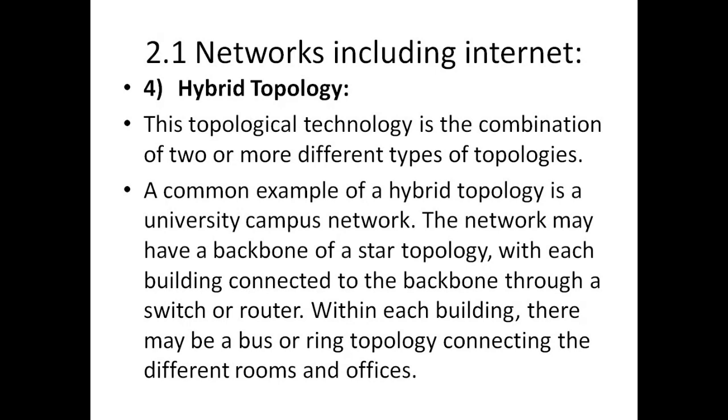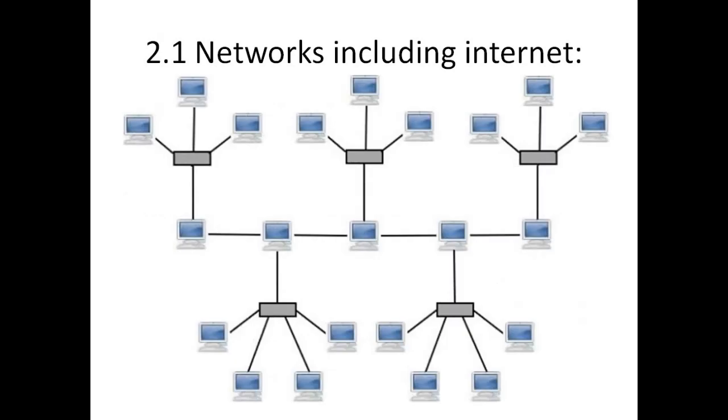A common example of a hybrid topology is a university campus network. The network may have a backbone of a star topology with each building connected to the backbone through a switch or router. Within each building there may be a bus or ring topology connecting the different rooms and offices. This can be an example of hybrid topology. In this diagram, however, we have bus topology as the main backbone, whereas every node on the bus is further connected through a tree topology or a star topology.